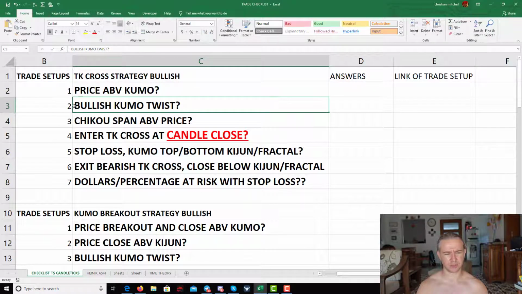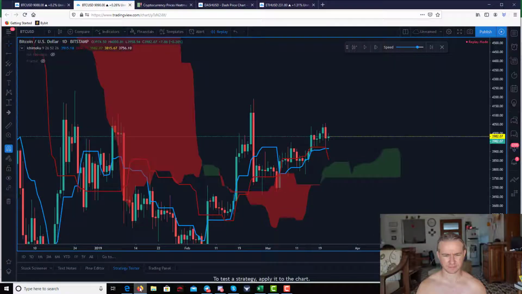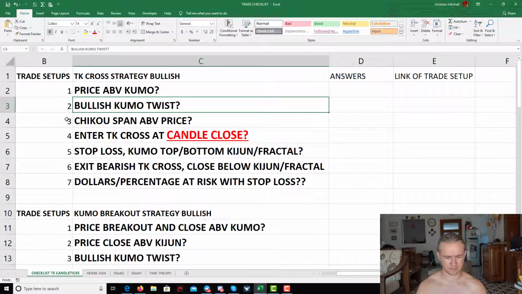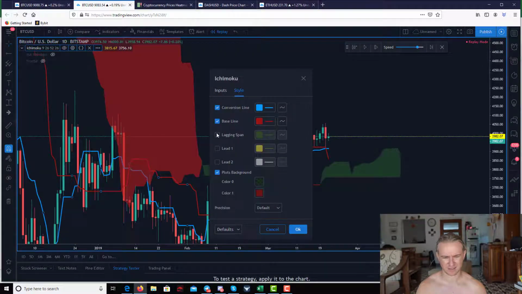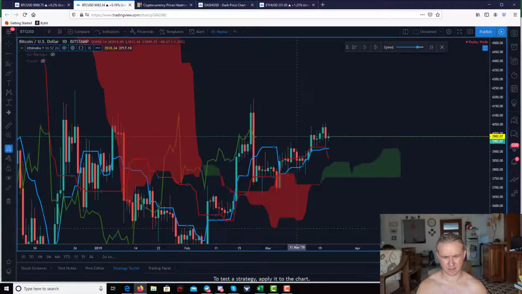Second question, bullish Kumo twist. The Kumo is green, so it's bullish. Third question, is Chikou span above price? We'll go back. And you can see here, Chikou span was above price, and then it's gone into price at these candles here, and then it's come through the other side, so it's above price. So that's the third filter on the setup.